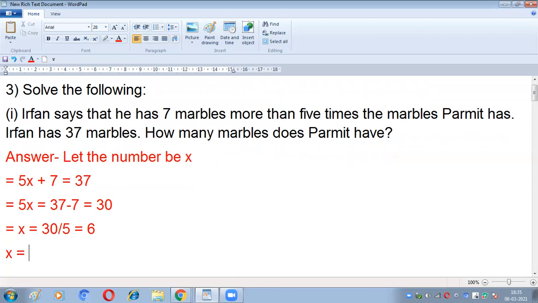So here we can say the value of x is equal to 6, or we can also say that Parmeet has 6 marbles. So our equation in this question is 5x plus 7 is equal to 37, and the value of this variable, which is x, is 6. So friends, let's proceed to the second bit.